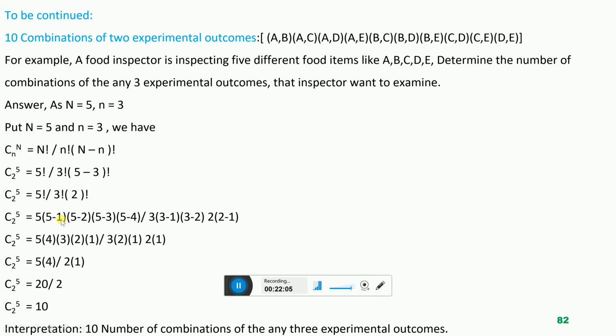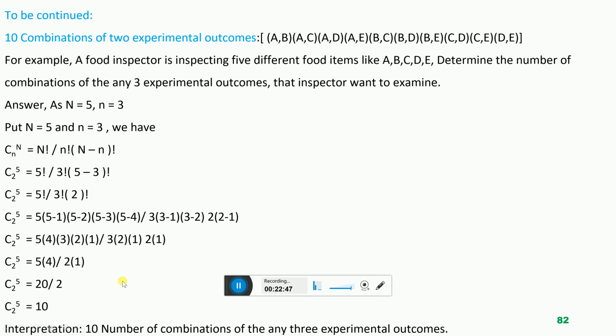Now I am expanding the factorials: 5 multiplied by 5 minus 1, 5 minus 2, 5 minus 3, 5 minus 4, divided by 3 factorial, which is 3, 3 minus 1, 3 minus 2, and 2 factorial, which is 2 times 2 minus 1. So 5 as it is, 4, 3, 2, 1, divided by 3, 2, 1 and 2, 1. This 3 2 1 cancels with the 3 2 1, and 5 times 4 divided by 2 times 1 is 20 divided by 2.